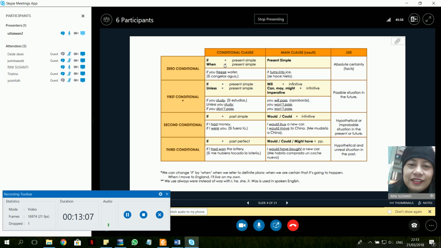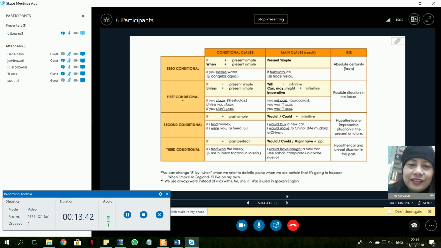For example, if I had won the lottery, I would have bought a new car. So the fact is, I didn't win the lottery and I didn't buy any car. So the fact for the third conditional we use past tense, and the fact for the second conditional we use present tense.